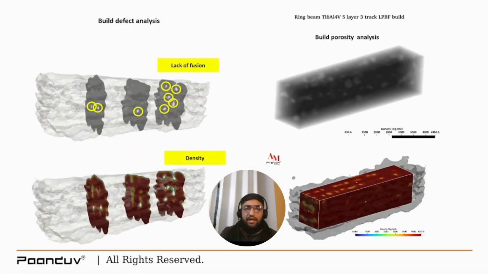AM PravaH enables detailed build defect analysis, including lack of fusion, porosity, and density variation. By correlating your thermal profile with your defect formation, we can clearly distinguish high temperature and low temperature regions. This helps identify whether the defect originated from an inefficient energy input, excessive heat loss, or unstable melt pool behavior.